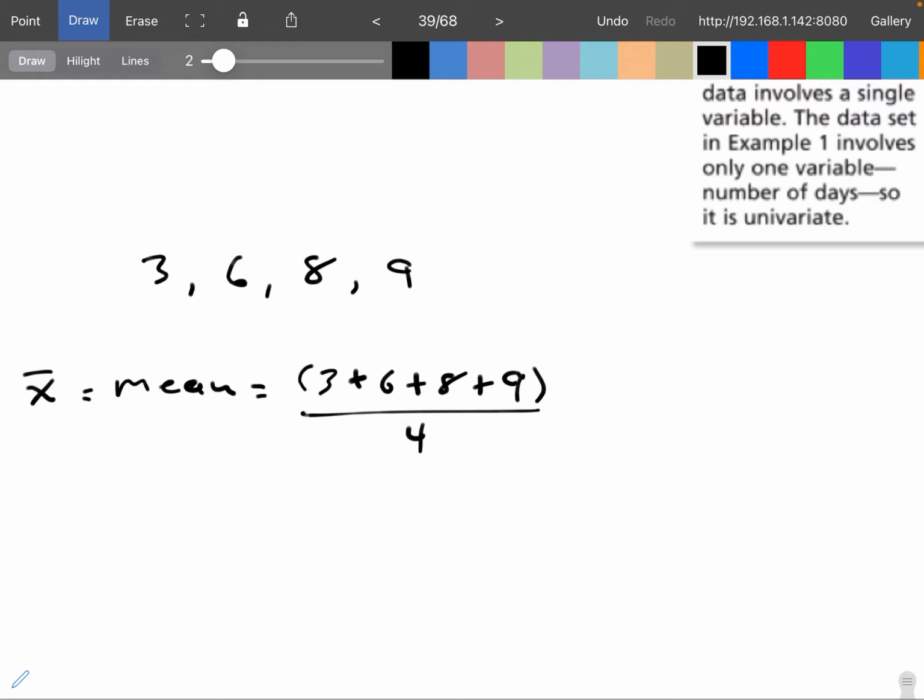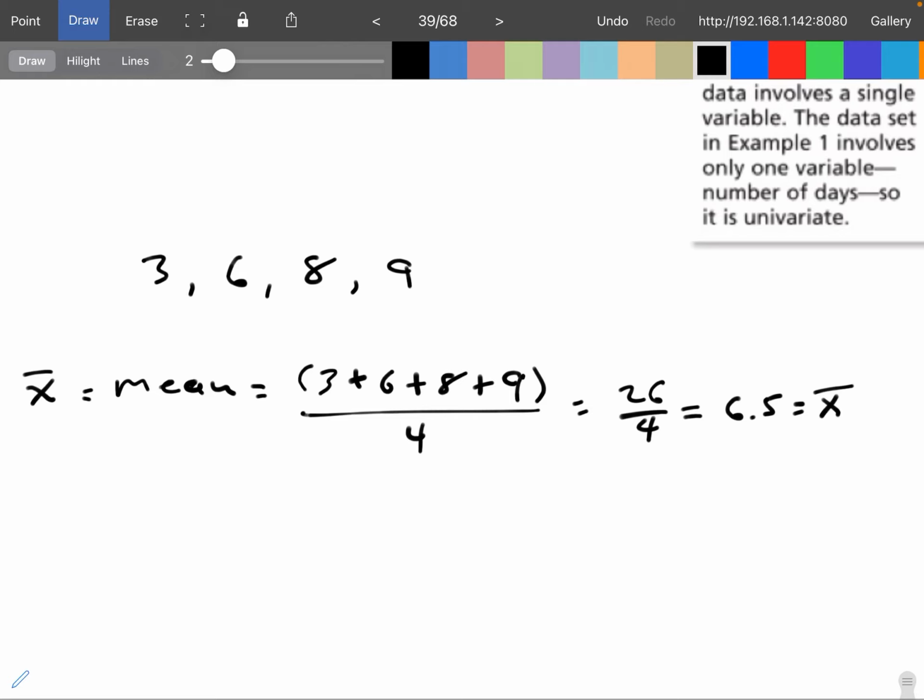So let's see. If we add those up, we would get what? 3 plus 6, that's 9. So we got 9 and 9 is 18. 18 and 8 is 26. So we end up with 26 over 4. So let's see, half of 26 would be 13, and half of that would be 6.5. So 6.5, that's our mean.